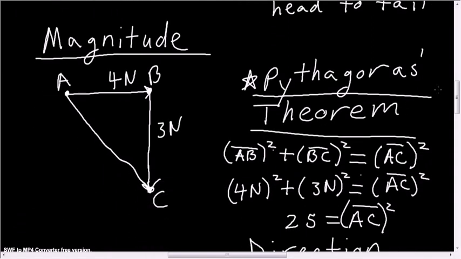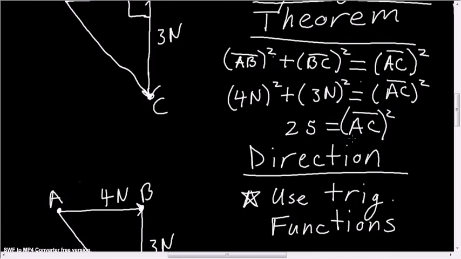So how can we calculate the resultant? The resultant is going to be the length, or the magnitude, of this vector arrow. And we can do this, because this is a right triangle, by using Pythagoras' theorem: a squared plus b squared equals c squared. Right? So if I have side AB, which is 4 newtons, and side BC, which is 3 newtons, I can square both of these, and I'll get the square of side length AC. So I get 25 equals AC squared.